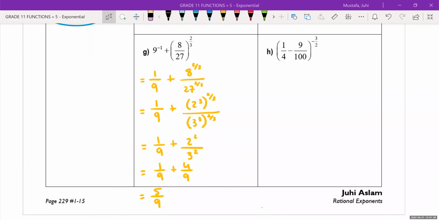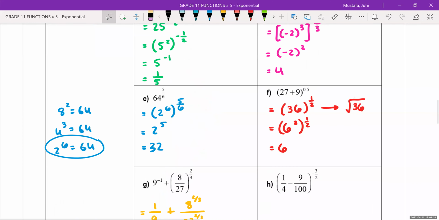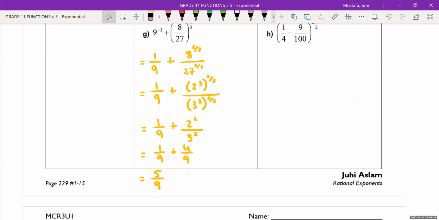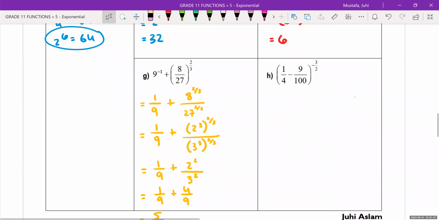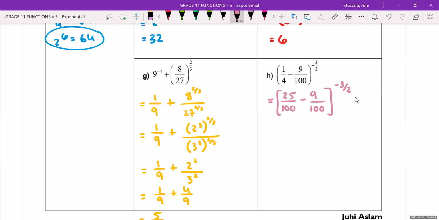All right, so for this question, we will begin by solving the inside of the bracket. I can find a common denominator by multiplying the 4 by 25. Whatever I do at the bottom, I have to do at the top. So this is going to be 25 over 4 minus 25 over 100 minus 9 over 100. And this is all over negative 3 over 2. This then becomes 16 over 100, all to the power of negative 3 over 2.